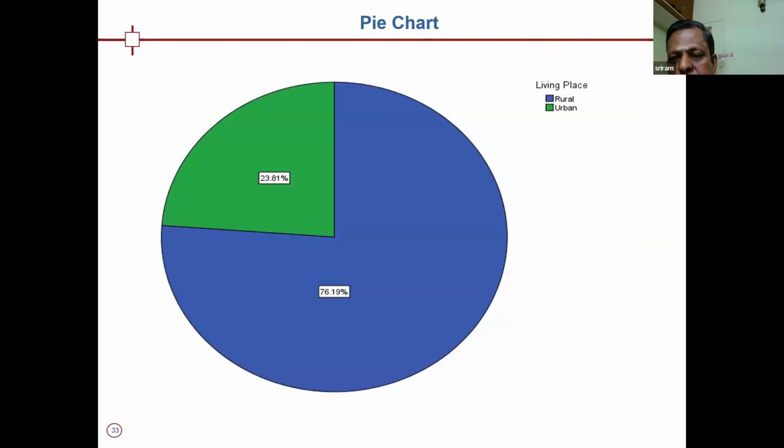And if there is one variable, you can use either a bar chart or a pie chart. Here the living place is the qualitative variable. I use the pie chart to summarize that. So 76% come from rural, and 23% come from urban.